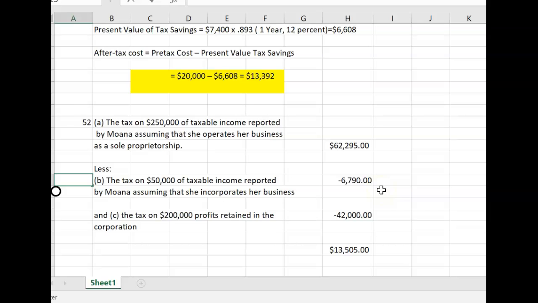$6,790. So her savings by transferring $200,000 and keeping it invested in the corporation will save her overall $13,505.